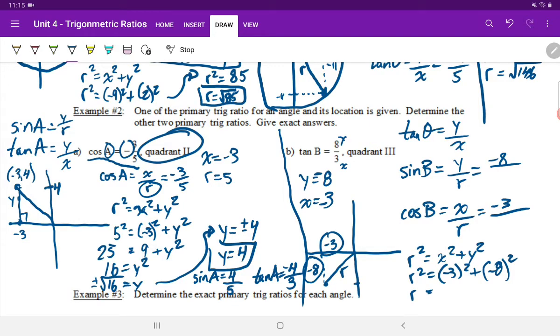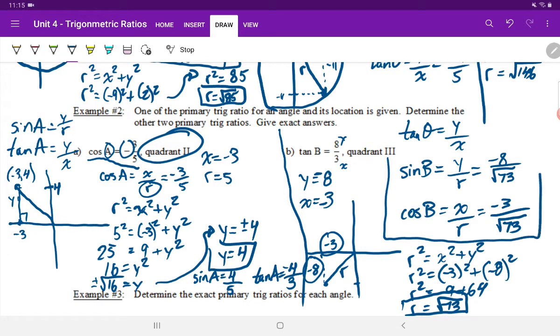So you end up getting negative 3 squared is 9 plus 64, so you end up with the square root of 73. So you come down here and you do square root of 73, square root of 73. Here is your answer, finding the other two ratios. We were already given this ratio. We had to find the other two, and there they were. All we did was solve for r, and we also recognize that it's negative 8 and negative 3 because we're in quadrant 3.